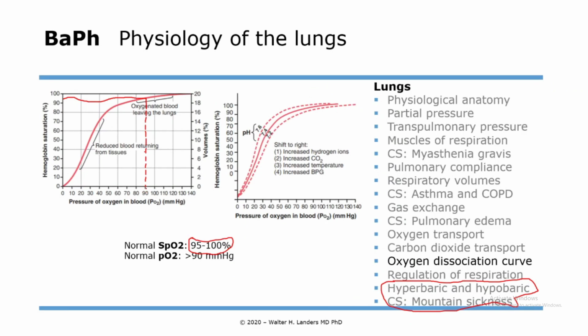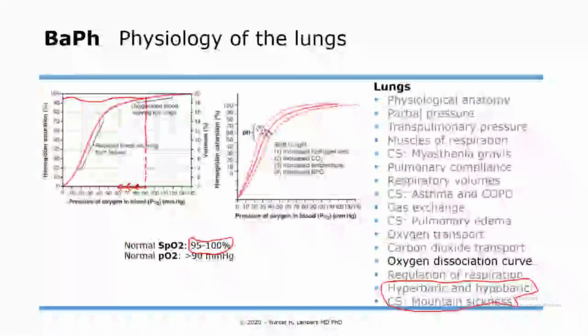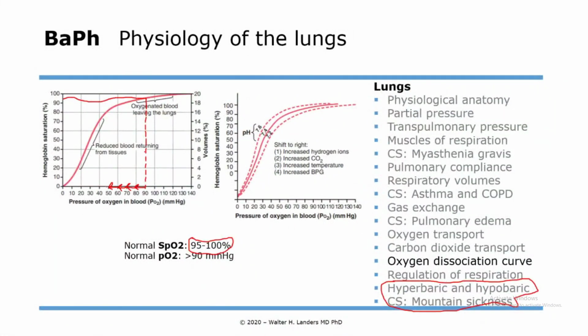And what you have to remember from this is that decreases in partial pressure of oxygen don't mean equal decreases in saturation. So if you have a partial pressure of 20, you have an oxygen saturation of around 27%. And that's not really good.